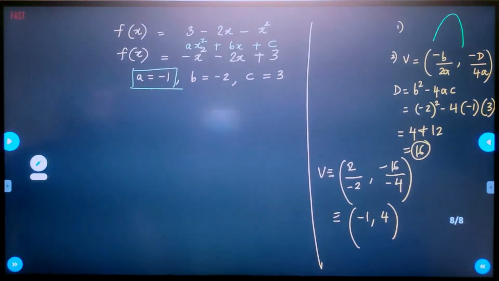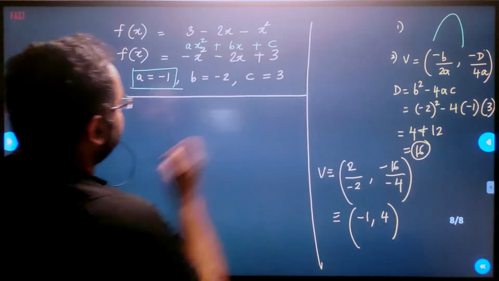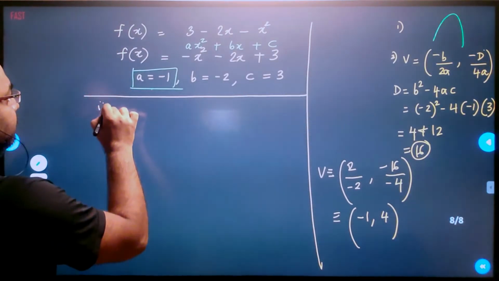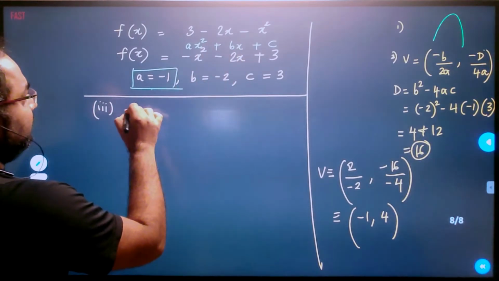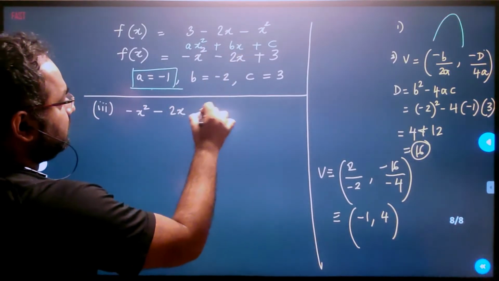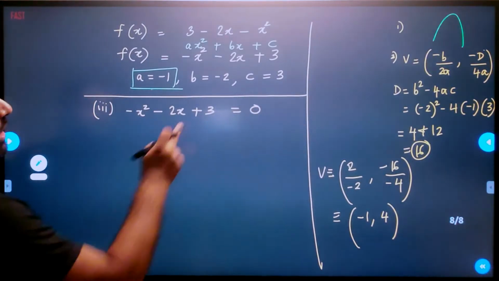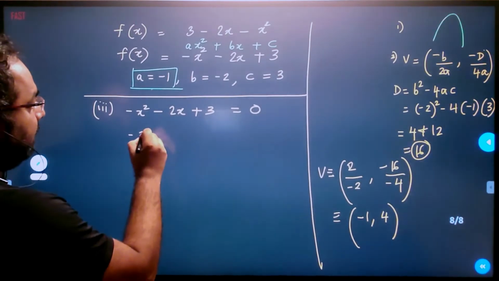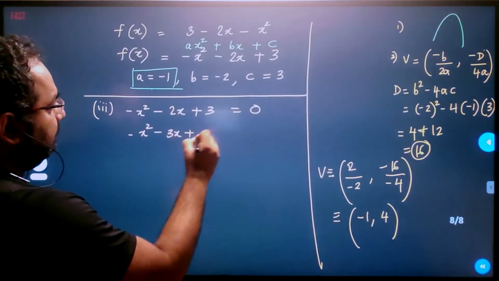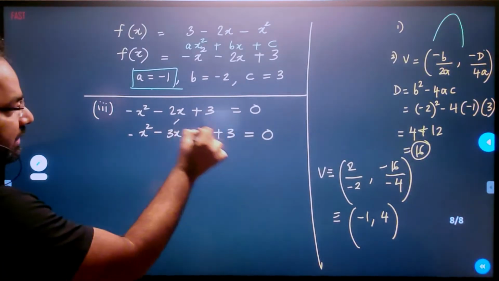Now the next thing I need to find out is the values of alpha and beta, and then we'll proceed with the rest of it. This is my third step. To find out alpha and beta, I'll have to split the middle term. So I have minus x square minus 2x plus 3. This is my polynomial. I'm going to equate it to 0 because I need to find the zeros. I need factors of minus 3, that is going to give me minus 2. So it's going to be minus x square minus 3x plus x plus 3 equal to 0. So I've split it like this.